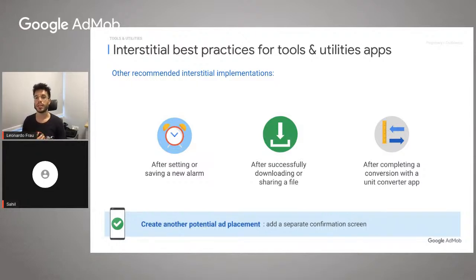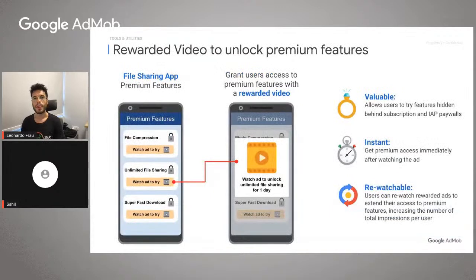Also, you could place an ad after successfully downloading or sharing a file, or after completing a conversion with a unit converter app. Sharing a pro tip here: you can create another potential ad placement by adding a separate confirmation screen and an interstitial ad. So if you look at rewarded video ads instead, you can grant users access to premium features with rewarded videos, as you can see in this example, for a file sharing app.